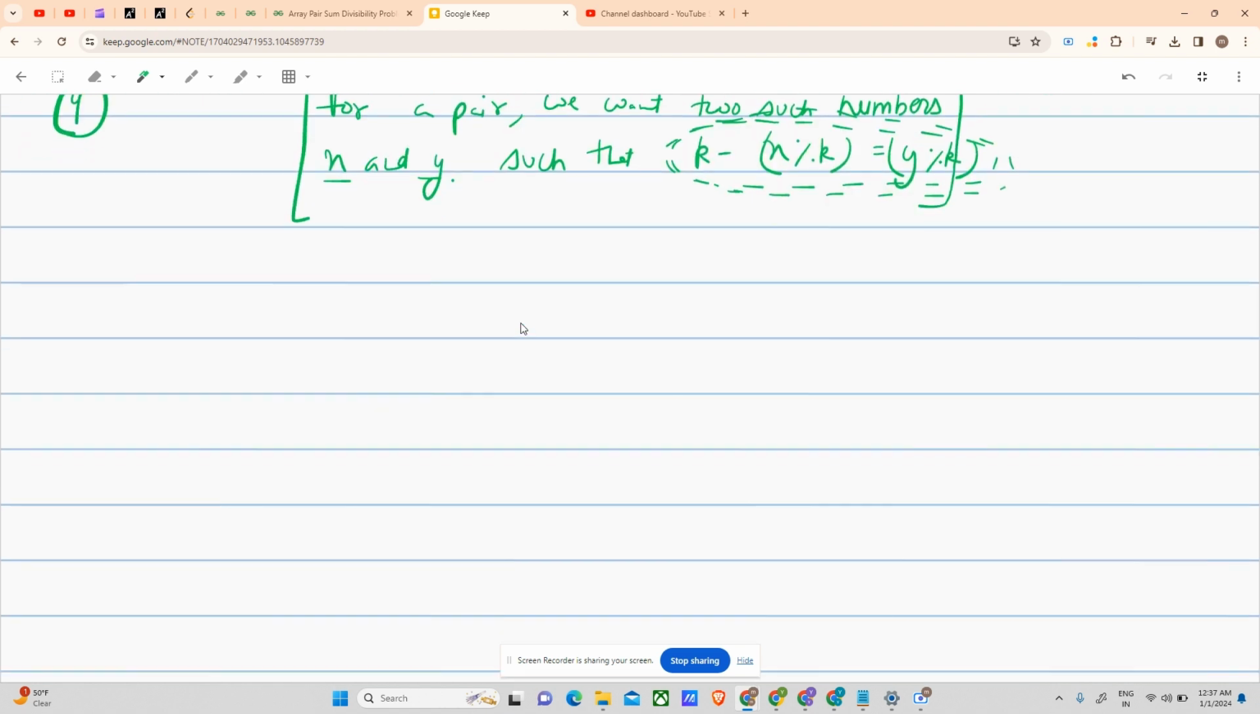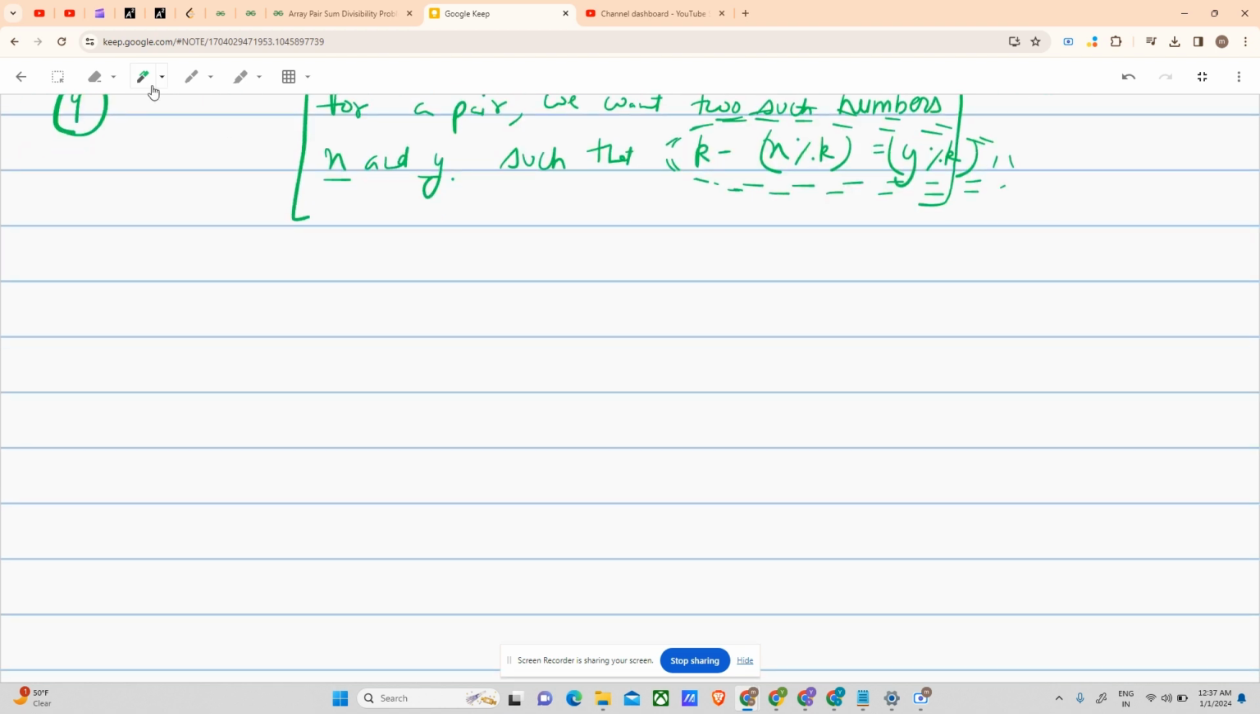Okay, so what can be the cases now? This is an important inference we have come down to. How can we observe if it is true? Okay. Now, suppose k is given to be 10. What can be the possible values of the remainder? 0, 1, 2, 3, 4, 5, 6, 7, 8, 9.